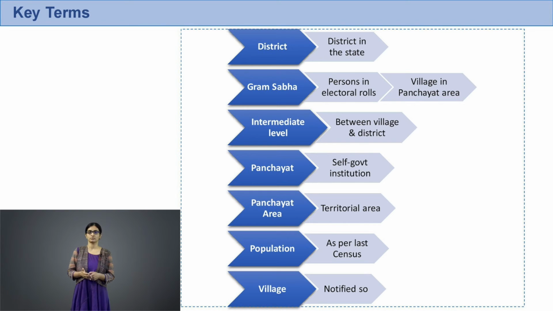Panchayat area means territorial area of a Panchayat. Population defined as the population as per the last preceding census, of which the relevant figures have been published. Village means a village specified by the governor, again by a public notification, and it could also include a group of villages as specified. Moving further, let's look at some other articles and what do they specify and provide for.